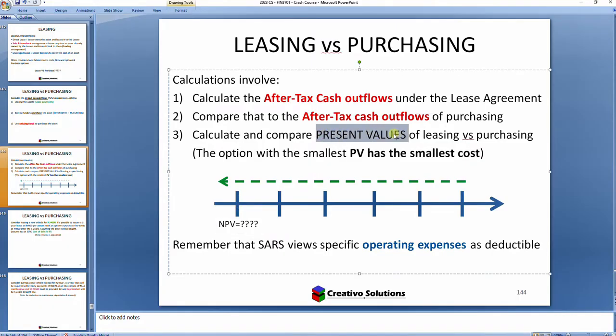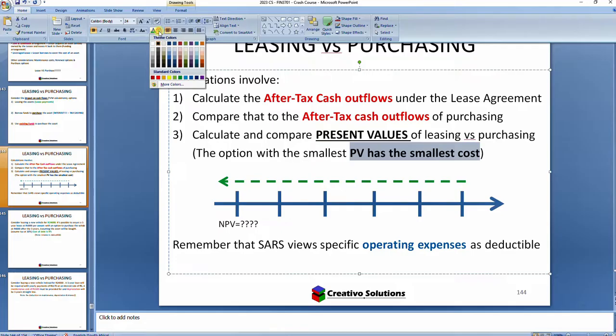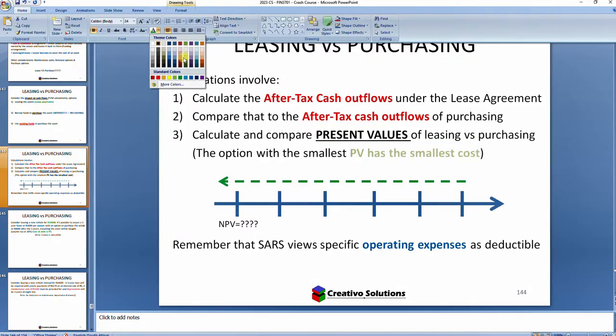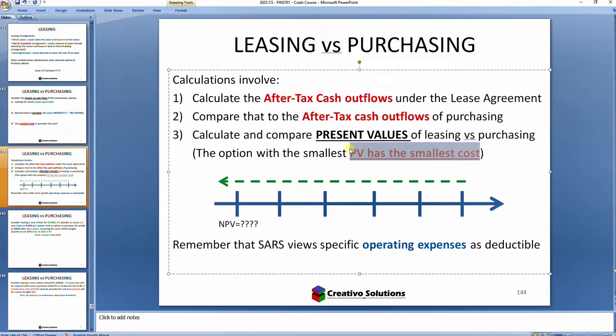Here, the present value is looking at costing, not value, because you're looking at leasing versus buying. That's something I need to highlight and underline, because there is a difference. Here the option that's the smallest is actually better, and you'll see why when we do the calculation. So just remember, for leasing and purchasing, you must go with the smallest amount. Why? Because that amount represents the cost.